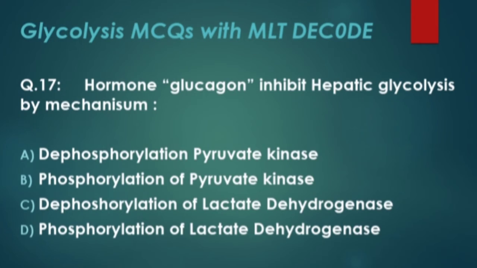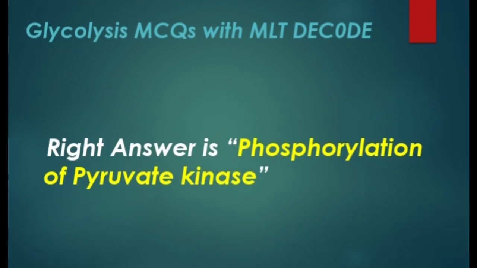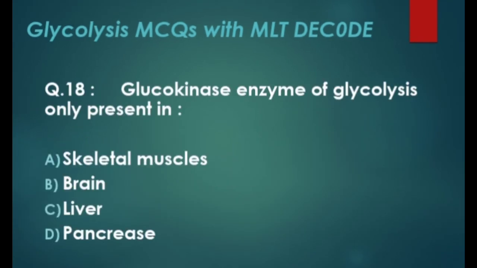Next: the hormone glucagon inhibits hepatic glycolysis by which mechanism? Dephosphorylation of pyruvate kinase, phosphorylation of pyruvate kinase, dephosphorylation of lactate dehydrogenase, or phosphorylation of lactate dehydrogenase? The right answer is phosphorylation of pyruvate kinase.